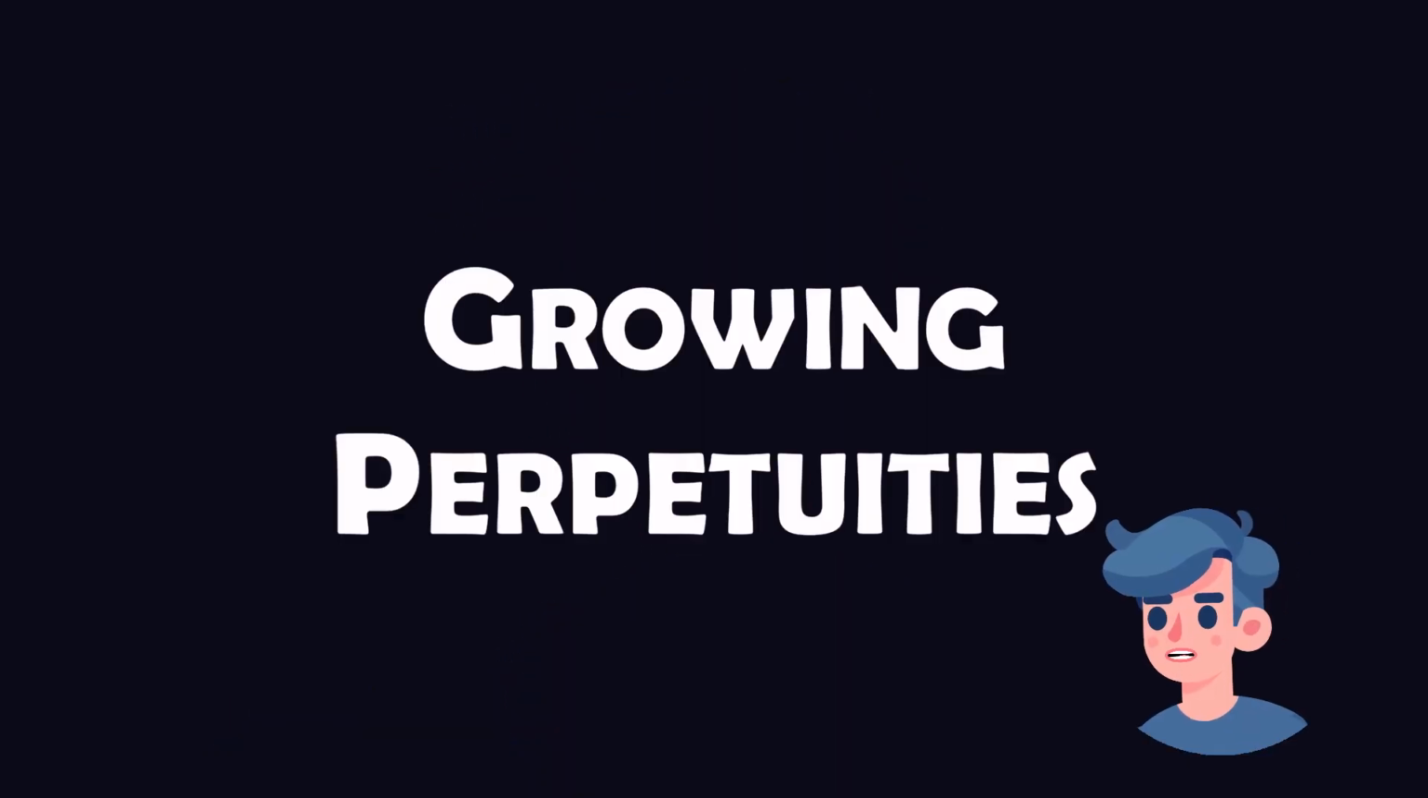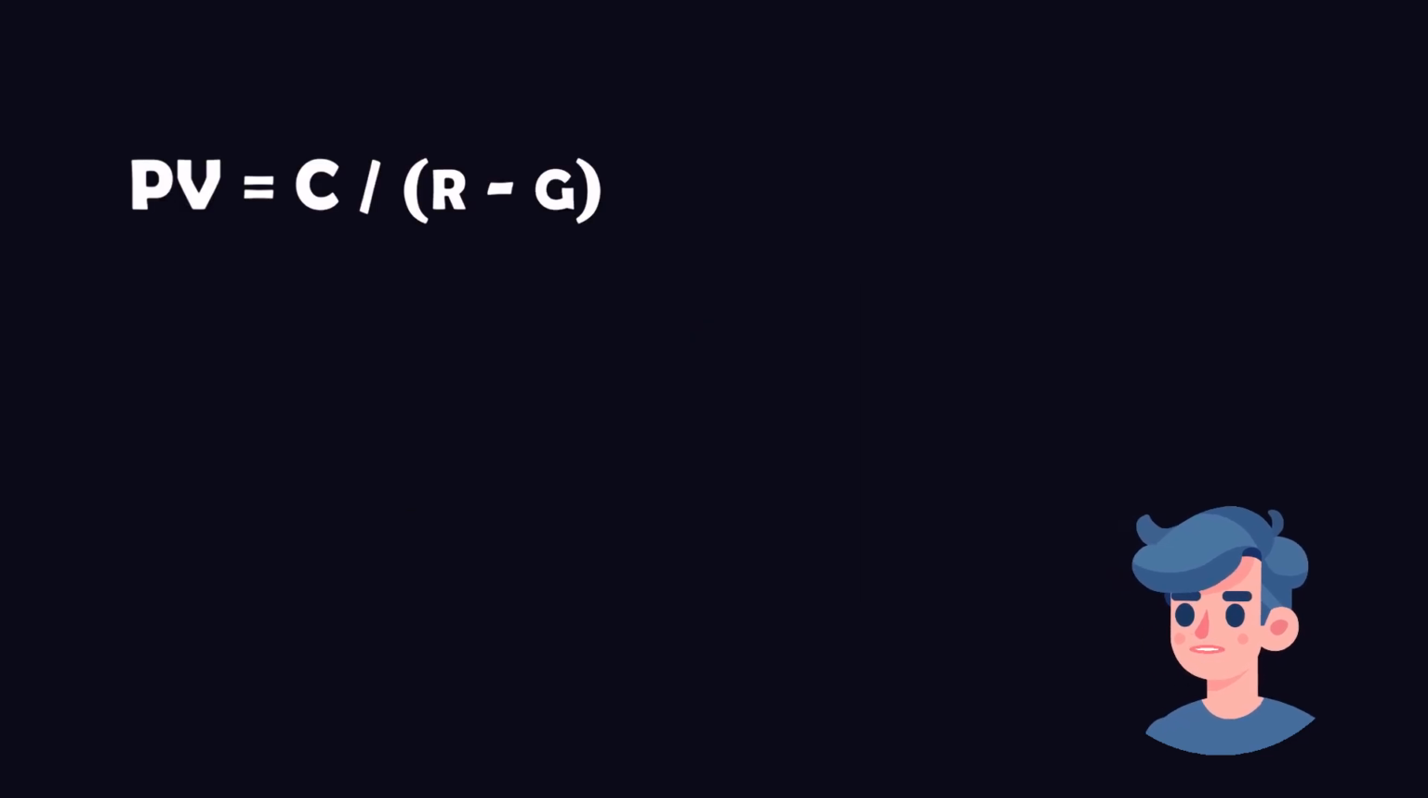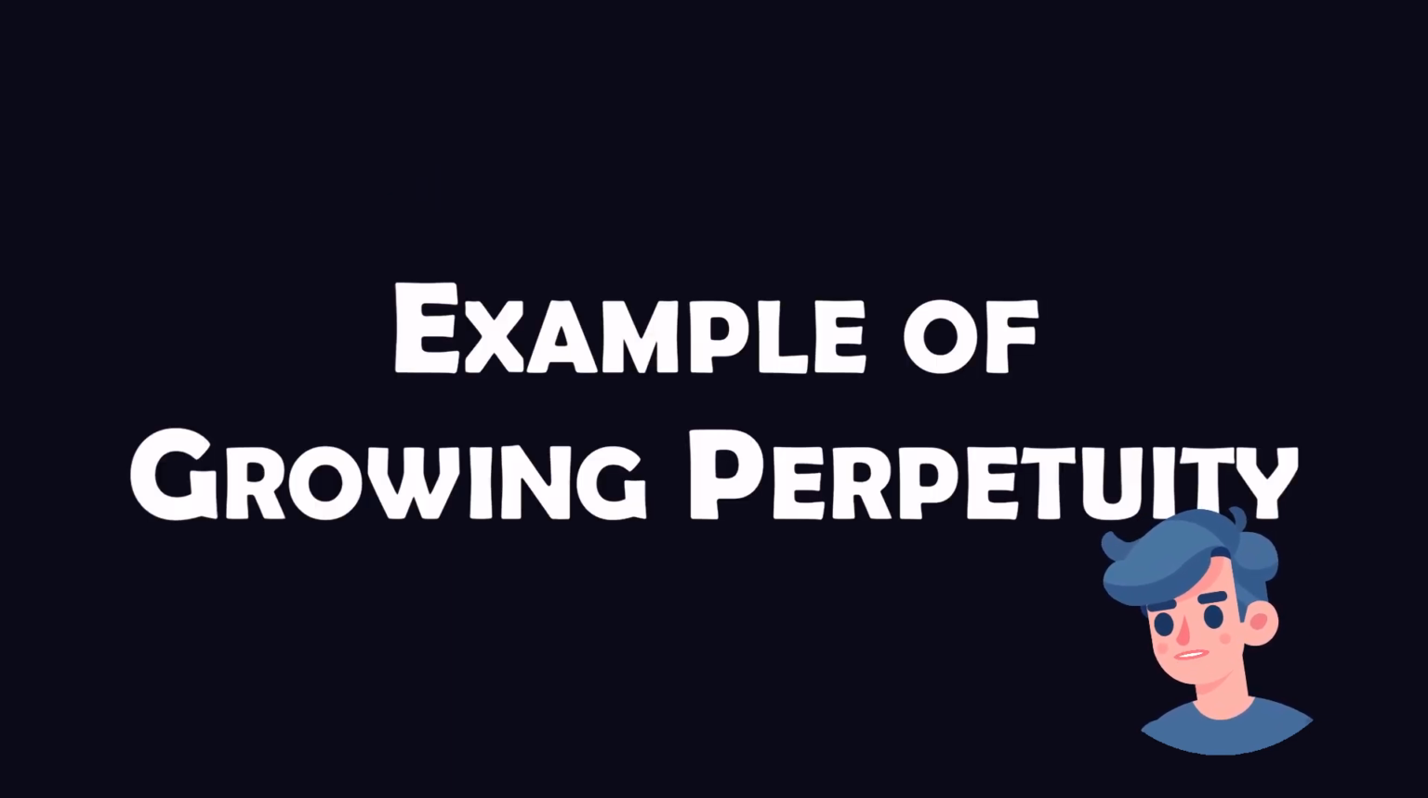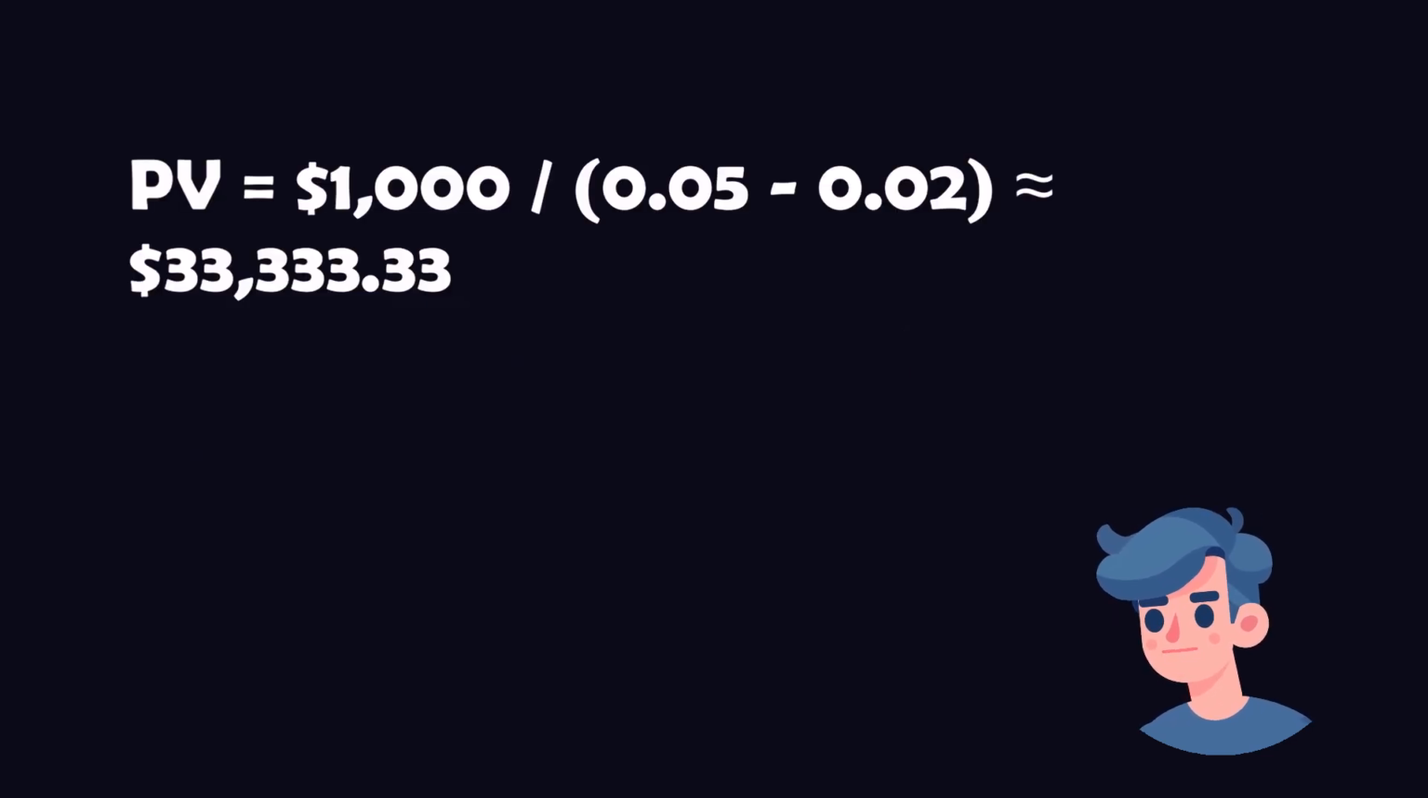But what happens in cases where the cash flows are not constant and grow over time? Here, we use the growing perpetuity formula instead. The formula for the present value of a growing perpetuity is PV equals C/(R-G), where G represents the growth rate of the cash flows.